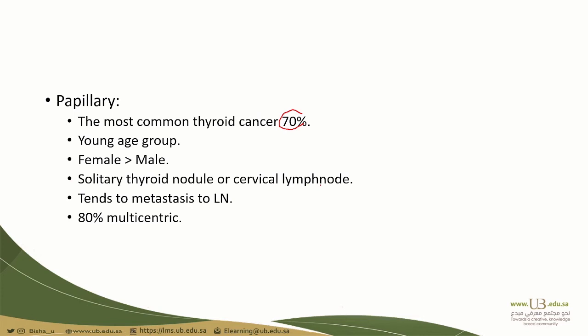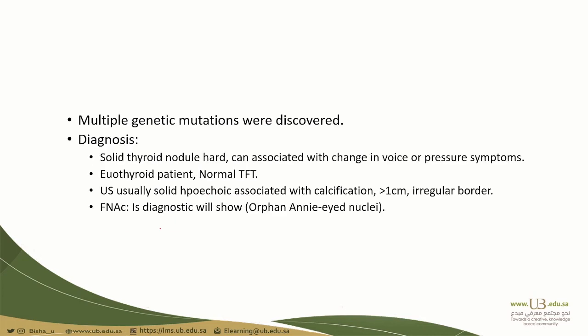It can also be found as a single nodule in a multinodular goiter, or in other diffusely enlarged goiter as additional pathology. For example, a patient with Hashimoto's thyroiditis may also have papillary CA as a single nodule. Papillary cancer tends to metastasize to lymph nodes, and 80% are multicentric at diagnosis. Multiple genetic mutations were discovered, like BRAF and others.